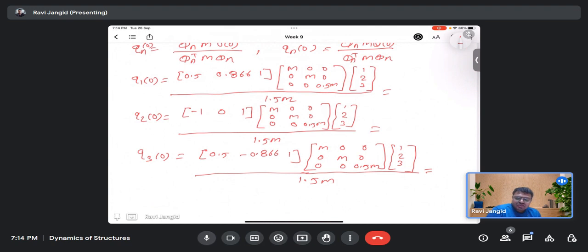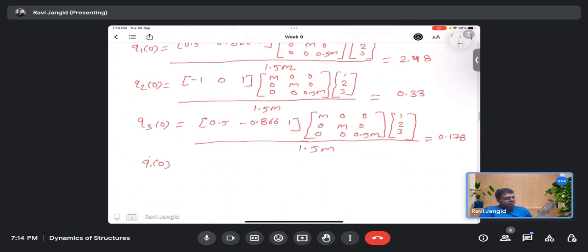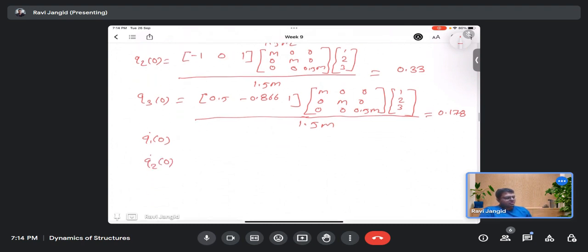So anyone with Q1, Q2, Q3? In the first case we are getting 2.488, 0.333, 0.178. Okay. And what would be my Q1 dash 0, Q2 dash 0, and Q3 dash 0? Can you give it to me directly? That would be 0, because our initial displacement is given, and initial velocity is given as 0.